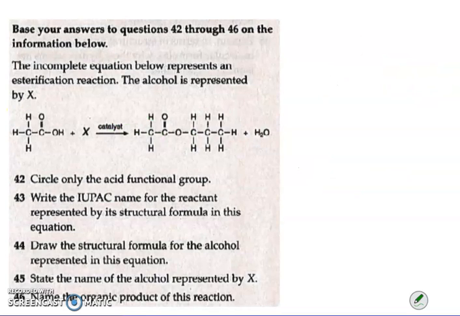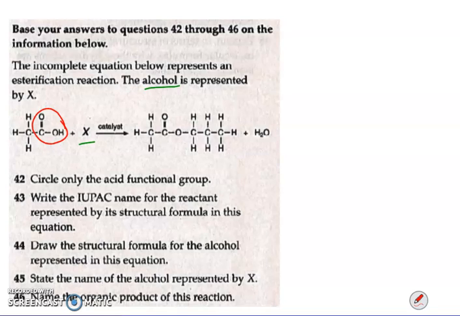42 through 46 says an incomplete reaction represents esterification. The alcohol is represented by the X. So whatever this is here in the alcohol is the X. Circle only the acid functional group. The acid functional group is going to be on the one reactant. There's your acid functional group.